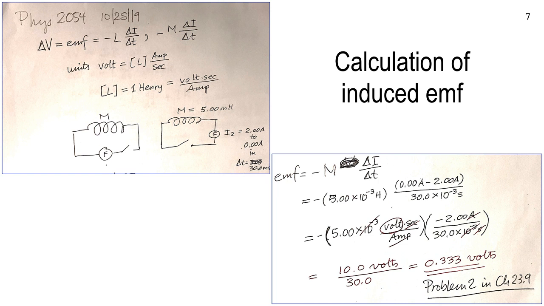All right, so I've got 10.0 on top, volts, divided by 30 on the bottom. And so that's equal to a third, 0.333 volts. All right, so that's a household size current, amps, millihenries for inductance, that's some kind of a coil in your circuit, and a household size of volts.